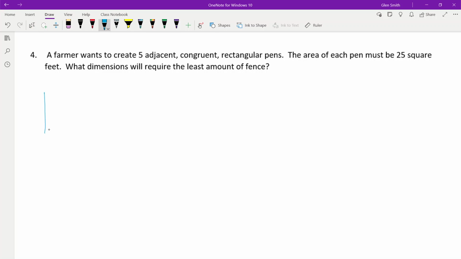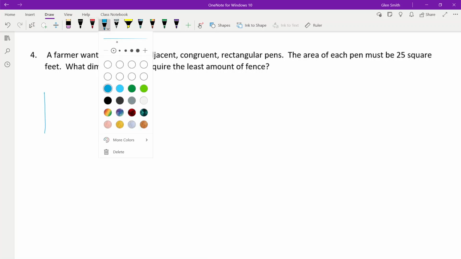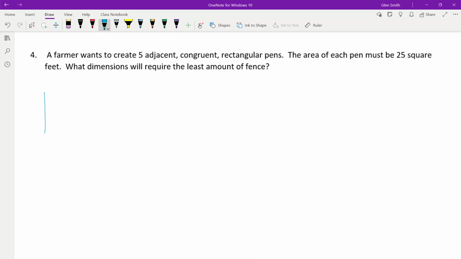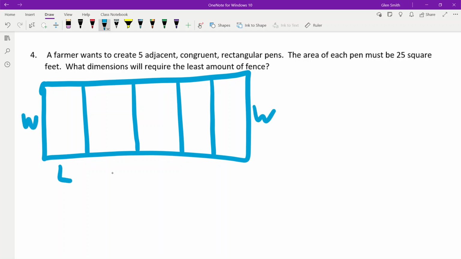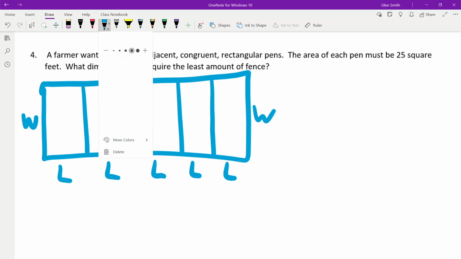Sometimes they provide a picture. I did not in this particular case. Let me get a little bigger pen here. Okay. So here, 3, 4, 5. Those are all the same. Okay, 5 pens. And this dimension is W, I'll call that. So those are all W's in there. And you can call it, again, one big L if you like, or call them all little L's. Okay? That's what we're working with.